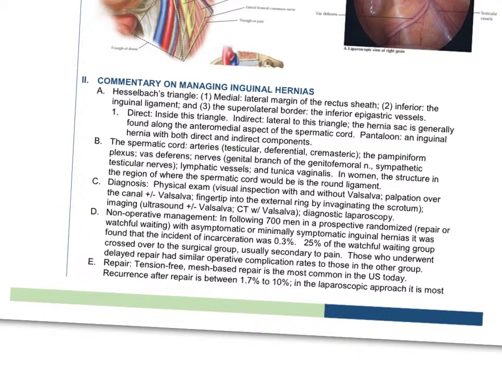Now, in terms of the different types of repairs and how they compare to each other, in general, again, as I mentioned before, the tension-free repair, that's usually synonymous with a mesh type repair because you're not having to oppose tissues that aren't normally put together. The incidence of recurrence is lower, and again, the outlier is the Shouldice group and what they do.